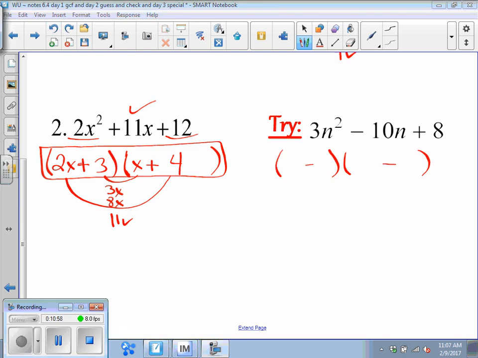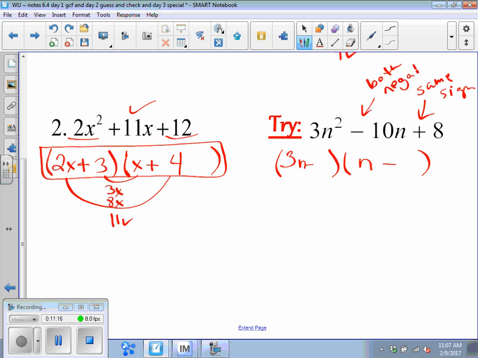Okay, we only have one option for my first terms. That's 3n and n, right? This tells me same sign. This tells me both negative. Both subtraction. Okay? So 3n and n. Now, for 8, we have 8 and 1 or 4 and 2? It has to be 4 and 2, because this gives me negative 4n. This gives me negative 6n, and when you combine them, you get negative 10n.